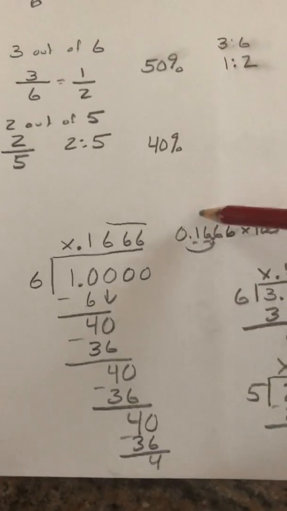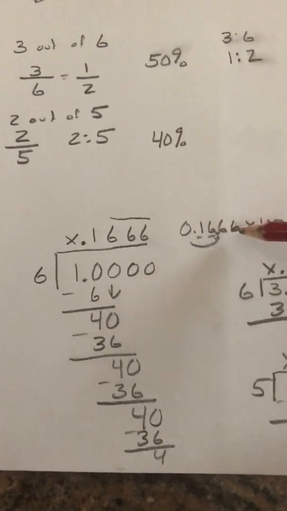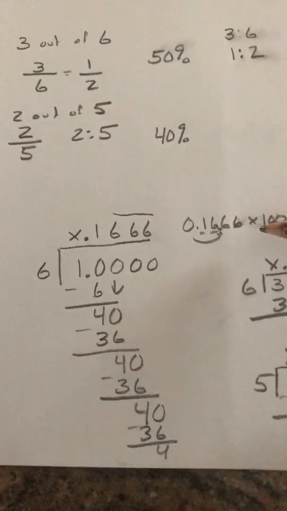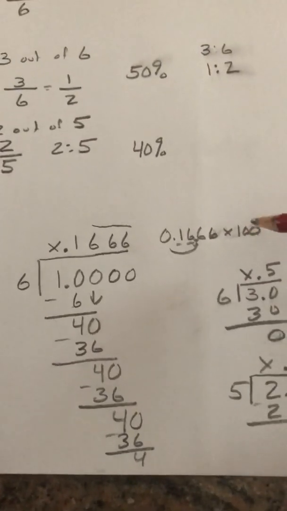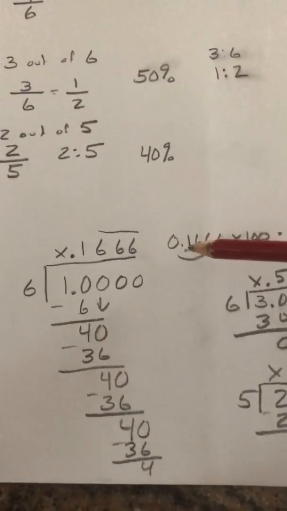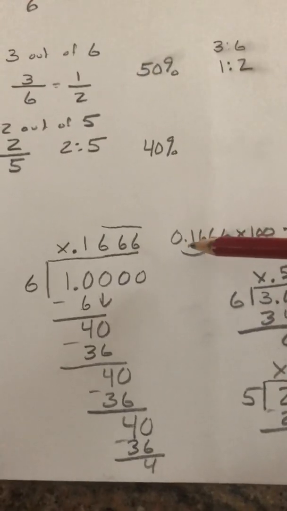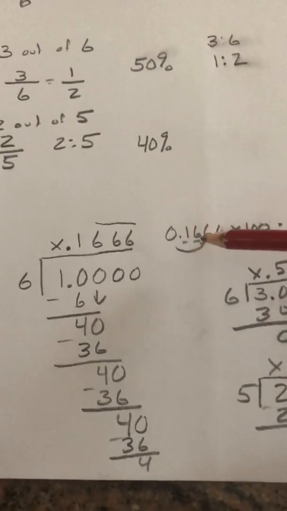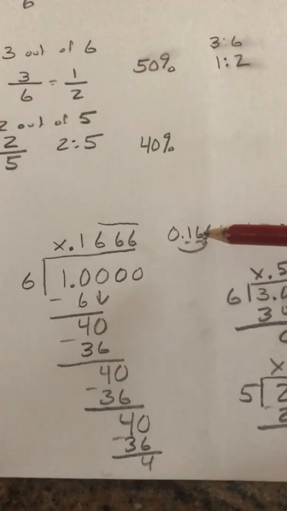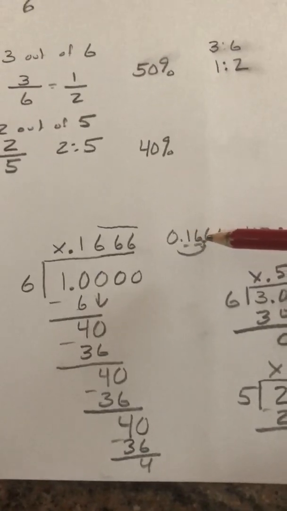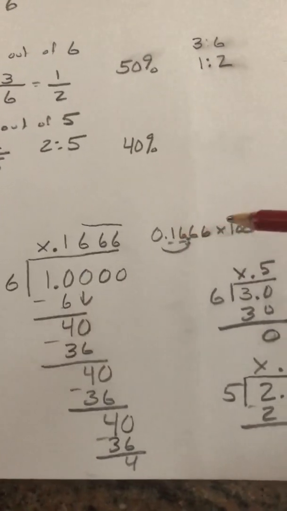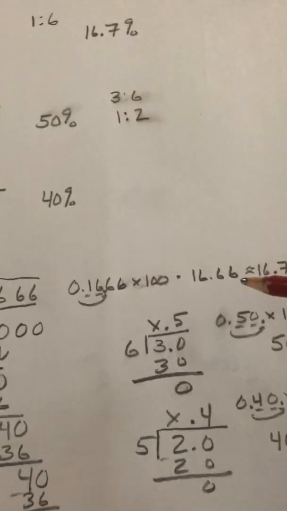So over here I have 0.1666, and that's going to keep repeating over and over again. And since I'm multiplying by 100, I'm really just moving my decimal 2 spaces over. So 1, 2 spaces, the decimal is now going to go between the first 6 and the second 6, so it's going to be 16.66.